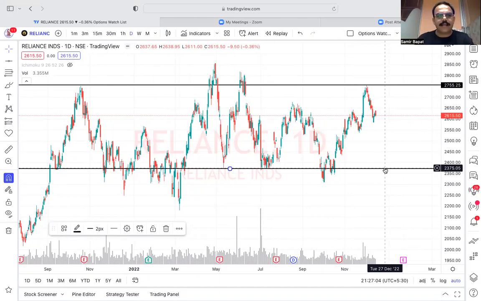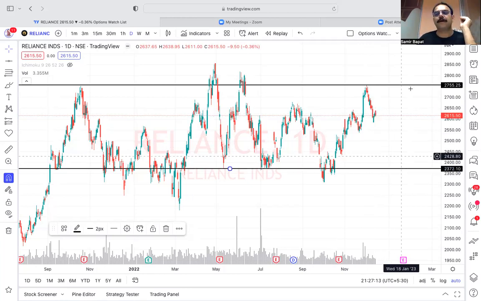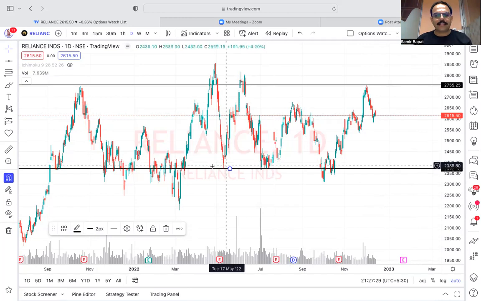So if I'm trading in Reliance, where should I buy a Reliance share? I should wait patiently for it to come here. Then I should buy and hold it till it goes there, and I can sell. This is my objective in learning this line. This line answers the question of when I should buy the Reliance share: where it has bounced multiple times.